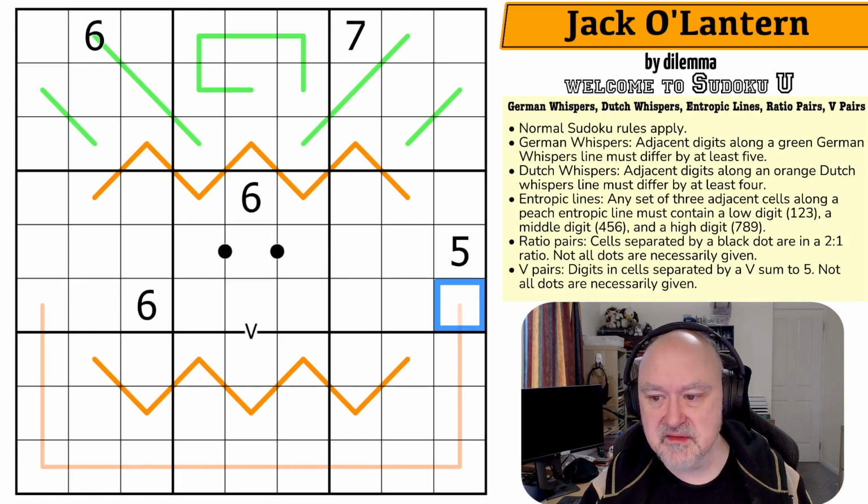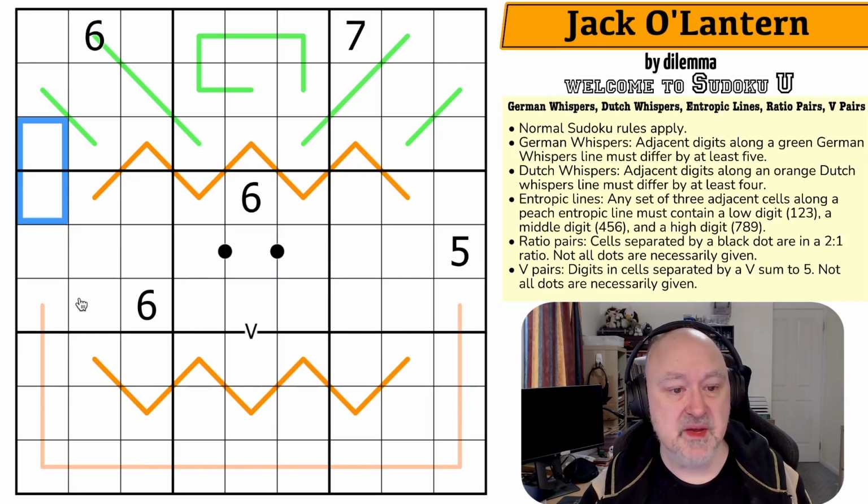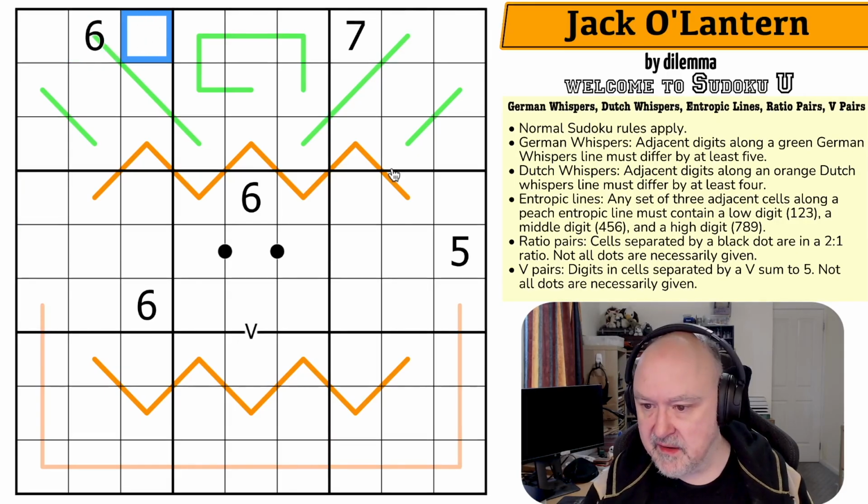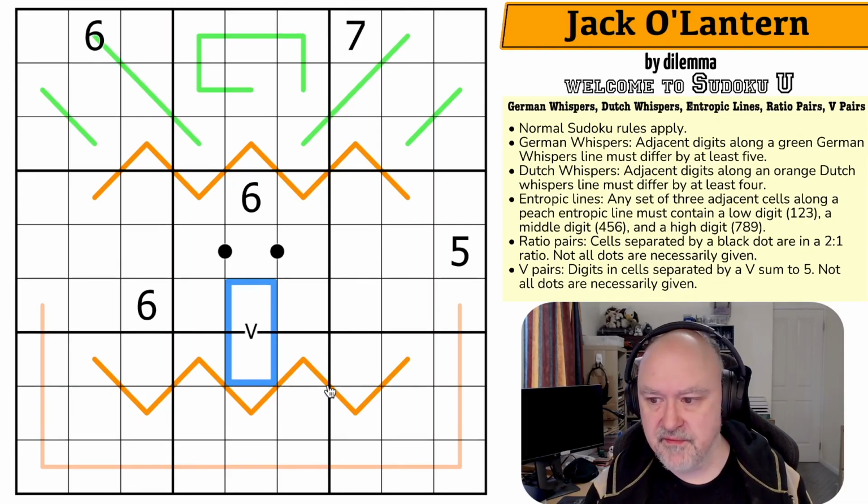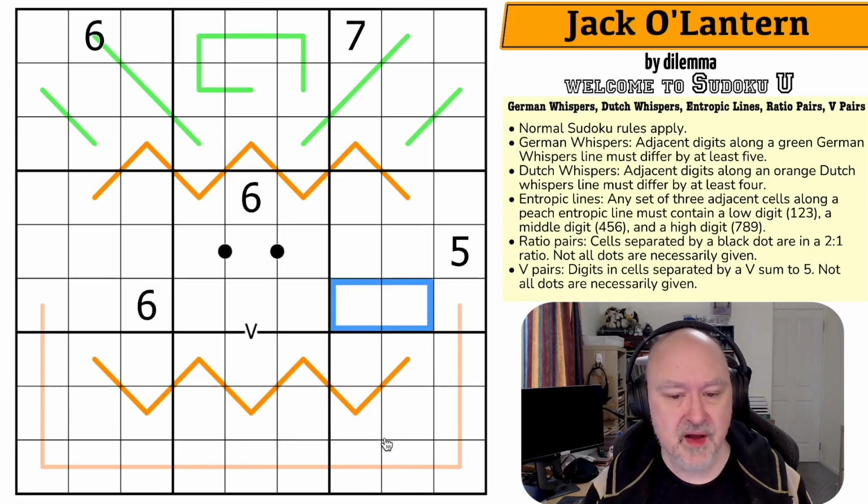Ratio pairs. Cells separated by a black dot are in a 2-to-1 ratio. Not all dots are necessarily given, so it's perfectly fine for this to be in a 2-to-1 ratio, or for us to put a 3 here, which would make this in a 2-to-1 ratio. That would be fine. And V pairs. Digits in cells separated by a V must sum to 5. It says not all dots are necessarily given, which means that not all V's are necessarily given. So it's perfectly fine for these 2 cells to sum to 5. That would be fine. They're the rules of the puzzle. I'm going to restart the puzzle to restart my timer.